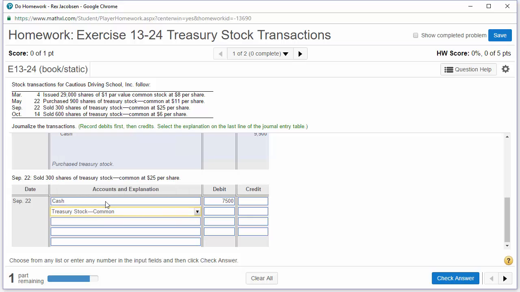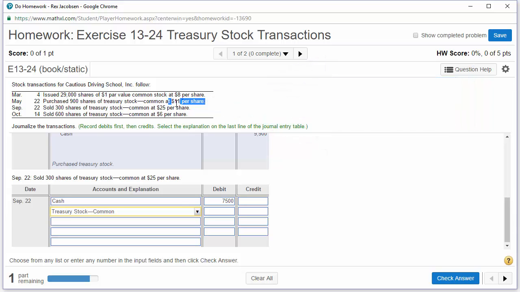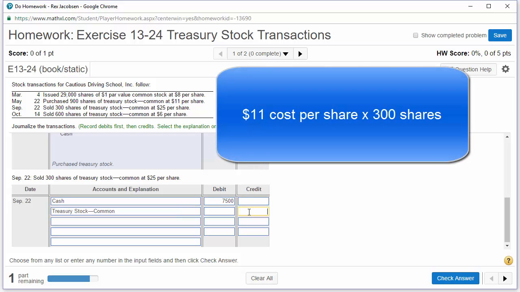Now remember, our Treasury stock has to be always recorded at the cost. And so here was the cost. We bought it at, excuse me, $11 a share. So the amount we need to use here is 300 shares times our cost, $11 a share. That's 3,300.